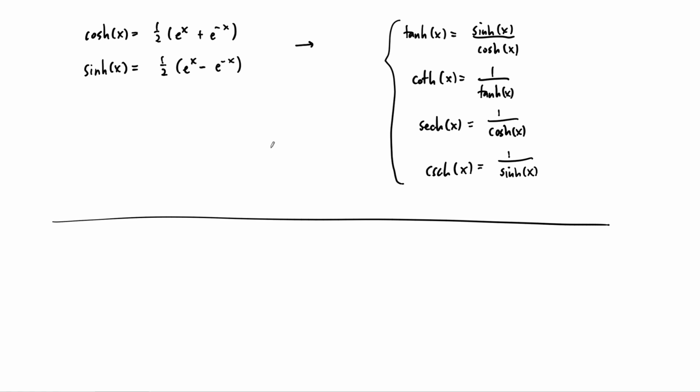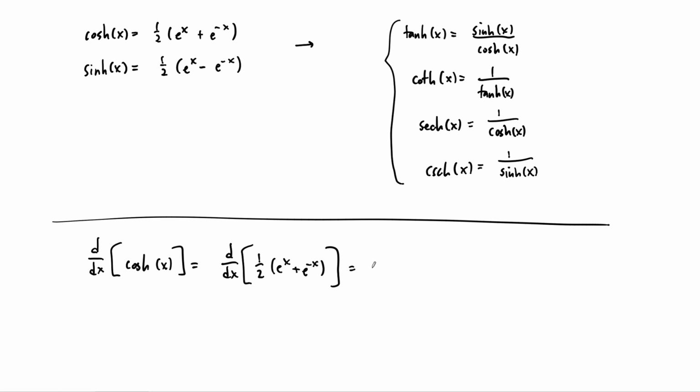So let's start with cosh. We want to take the derivative with respect to x of cosh of x. And of course, the reason that we have this formula at all is for computational reasons, because we have a nice geometric definition of what it means to be cosh of x. But it's easier for us to take the derivative of something involving exponential functions. Derivative is linear, so this becomes just 1/2 times the derivative of e to the x plus e to the minus x. All right, and these derivatives we can take individually.